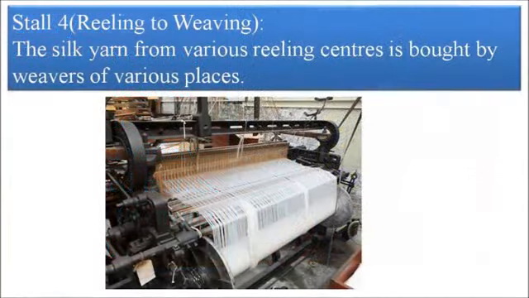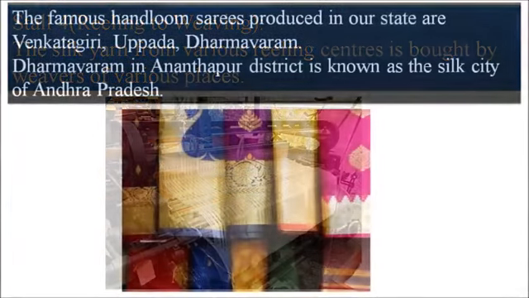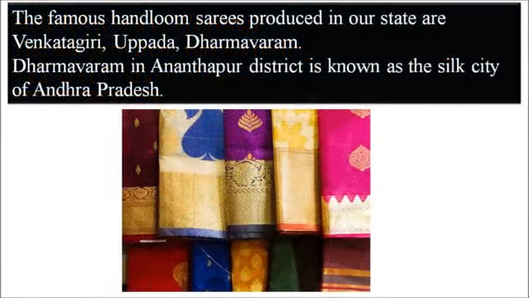Step 4. Reeling to weaving. The silk yarn from various reeling centers is brought by weavers of various places. The famous handloom saris produced in our state are Venkatagiri, Uppada, Dharmavaram. Dharmavaram in Anantapur district is known as the Silk City of Andhra Pradesh.